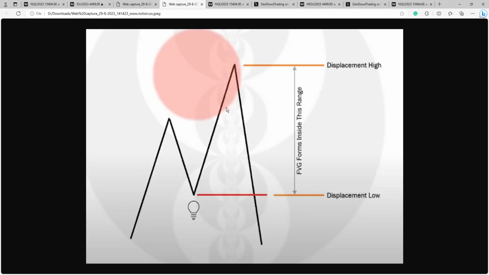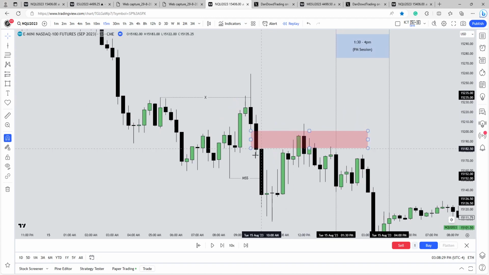So within this ICT 2022 model, it's important to have a market structure shift with a fair value gap, but there's one more thing that is a key contribution to this model, and that is that there is a liquidity grab before all of that happens. So if we go back to the bearish example, you can see before you get that market structure shift, it's important that an old high is taken out.